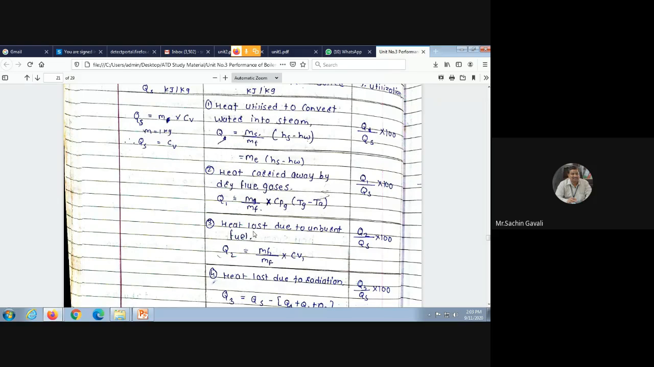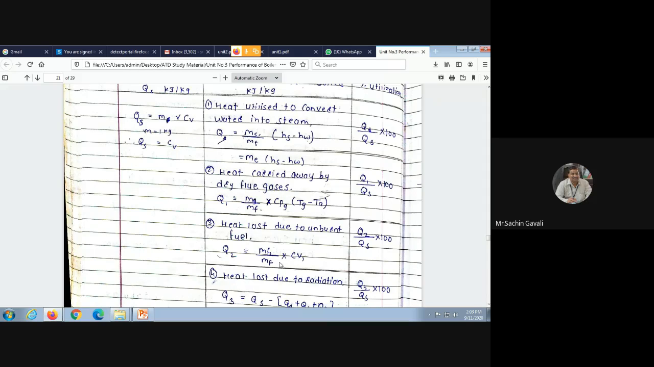Therefore, heat loss due to unburnt fuel. Here we have to maintain the sequence Q2. In other places it may be Q4 or Q5, but here, as we are writing some Q losses, the sequence is Q1 and then afterwards Q2. Heat loss due to unburnt fuel. What is the formula? MF1 into CV1.